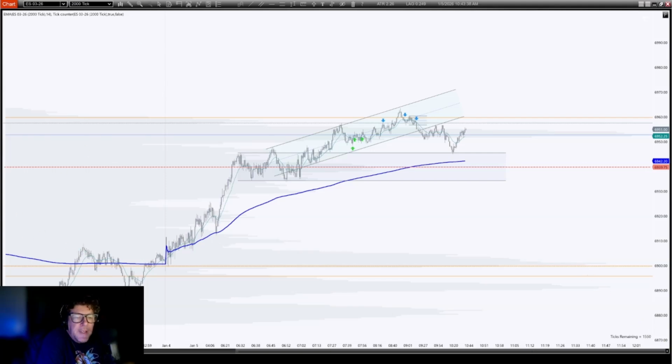Also, you'll notice in the bottom right corner I have the tick counter. And this is great for trying to figure out when the next candle is about to form, if you're trying to go for a second entry.